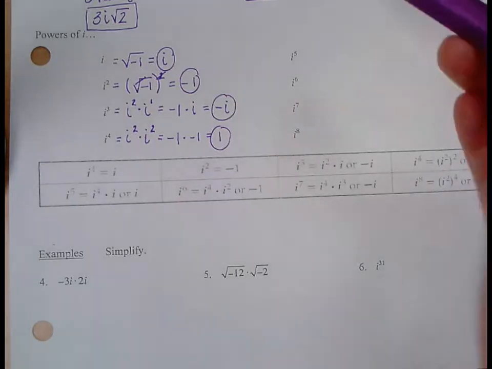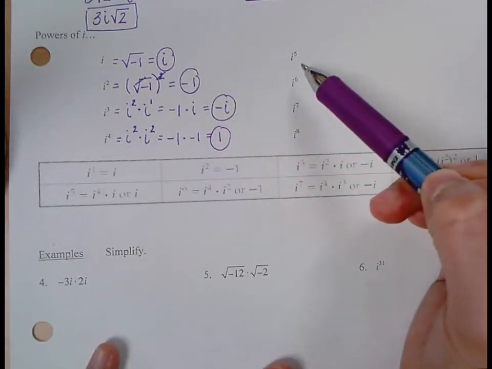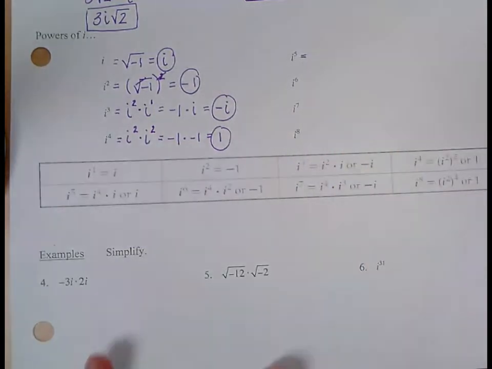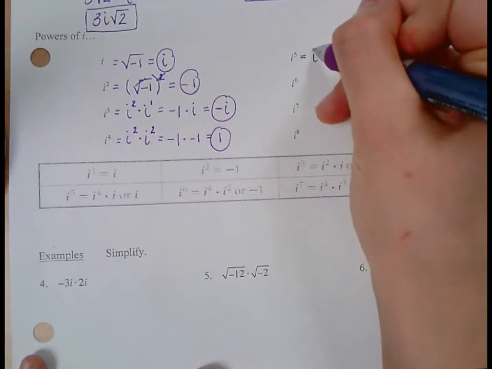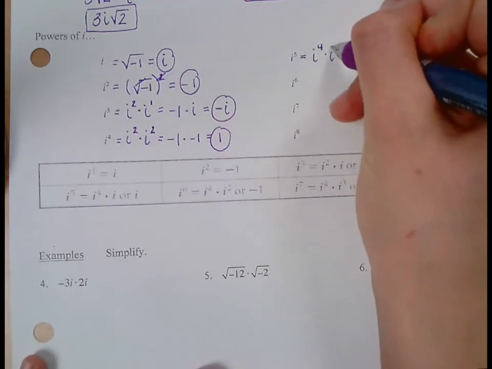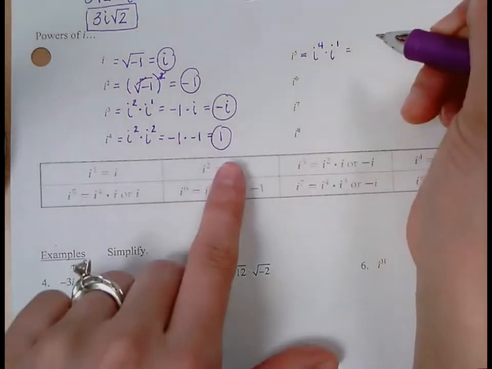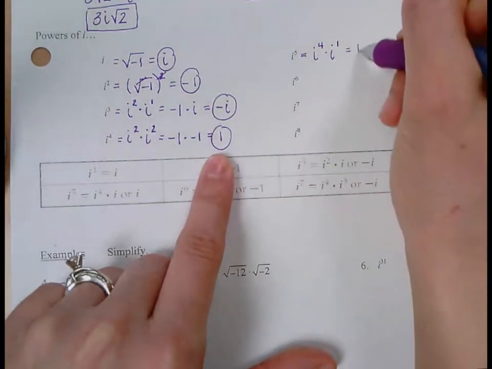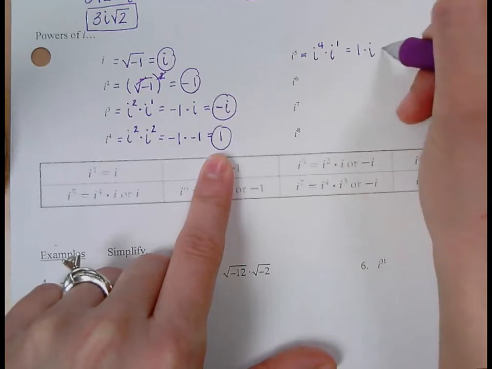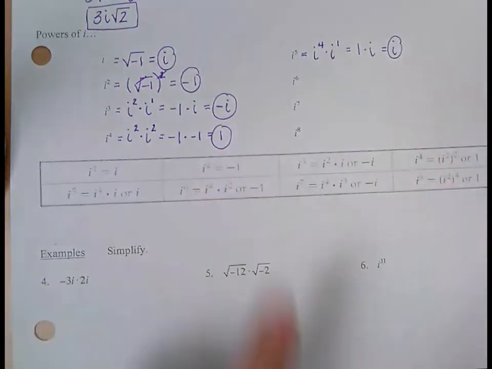Okay, so then if we move on to i to the 5th, I'm going to split this. I know 4 plus 1 is 5, so I'm going to split this into i to the 4th times i to the 1st, or just times i. i to the 4th we just said was 1, and 1 times i is just i. So i to the 5th power is the same thing as i.